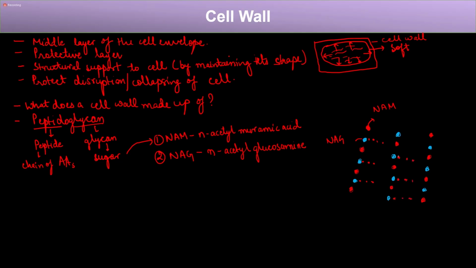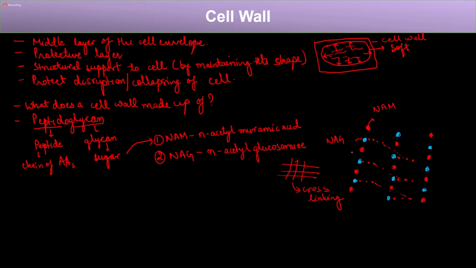Apart from this, these peptide chains are also cross-linked to each other. So there is this cross-linking. Because of this cross-linking, the structure of a cell wall looks something like this. So how does a cell wall look? It has this cross-linked structure.